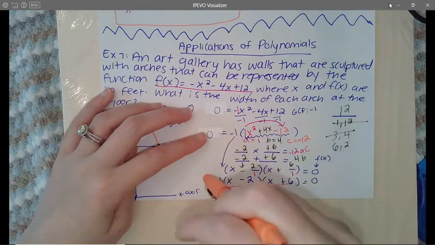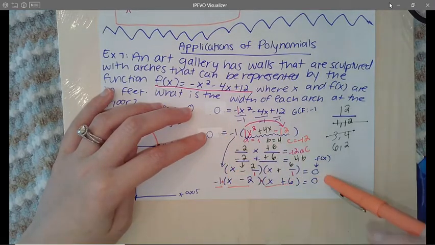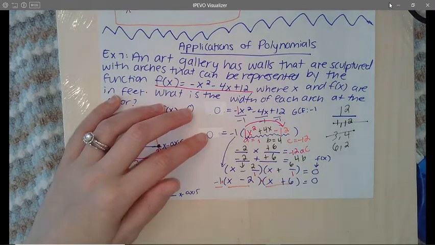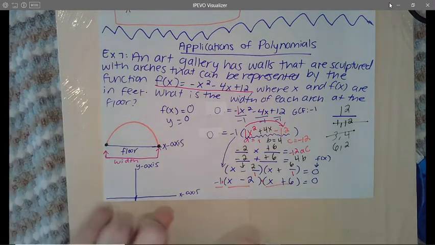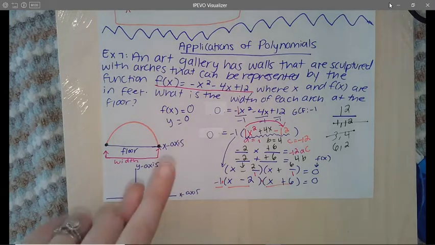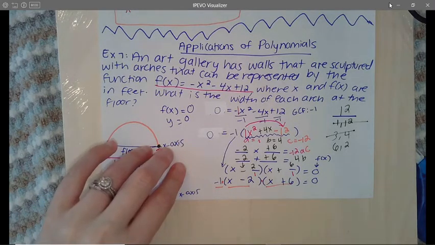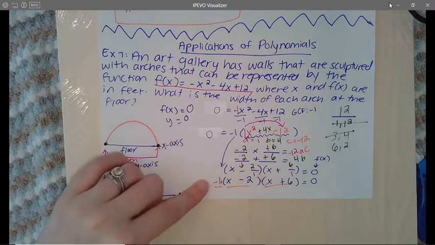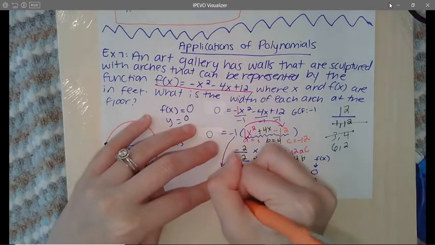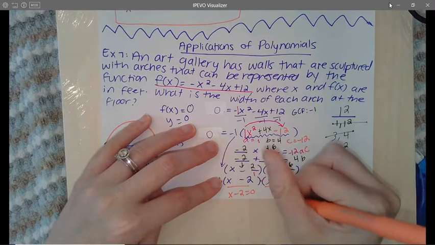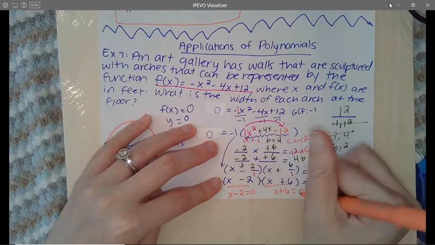Okay, so if I have something times something equals 0, well, one of them has to be 0 if you're going to multiply to be 0. So remember, you set every single factor equal to 0, but don't forget you only set factors that have x's in them equal to 0. Like this negative 1, if I set negative 1 equal to 0, that doesn't make any sense. So I'm not going to set negative 1 equal to 0, but I am going to set x minus 2 equal to 0 and x plus 6 equals 0.